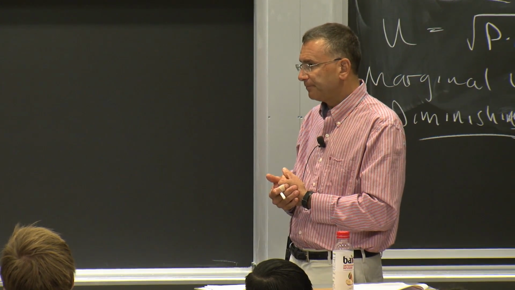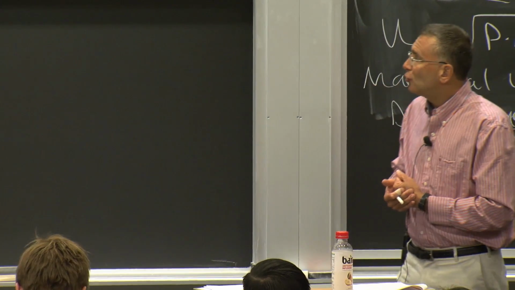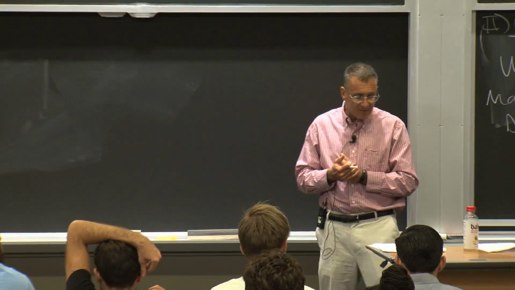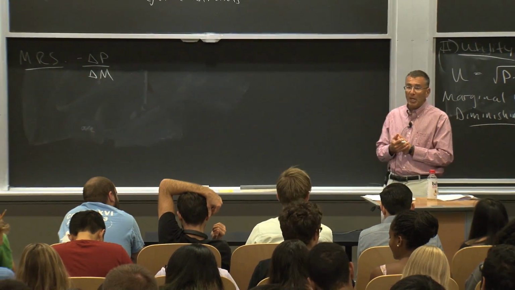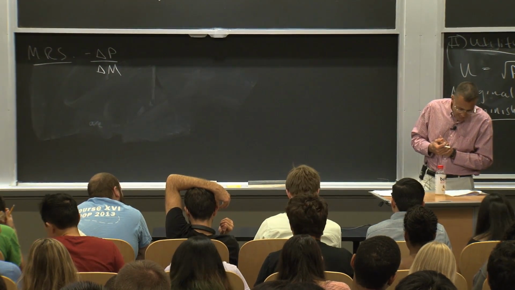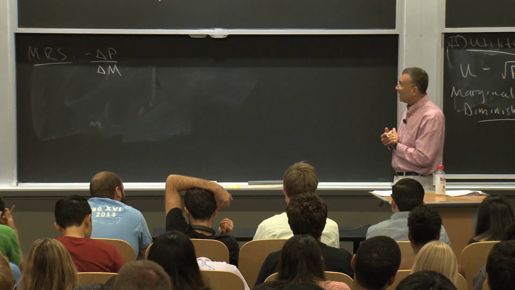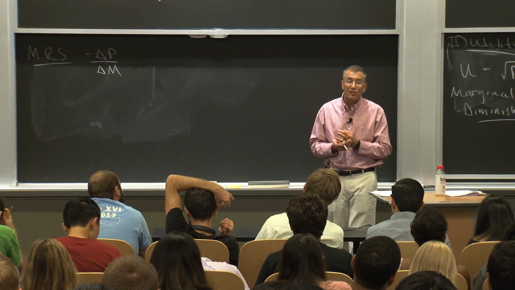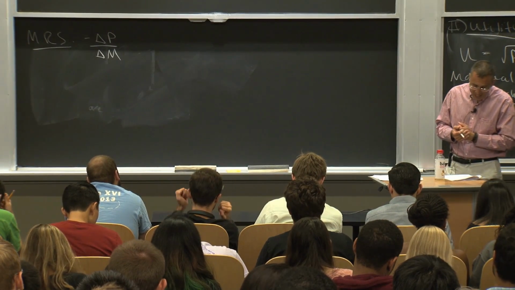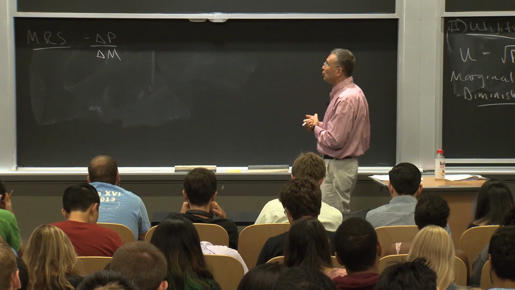That's another way to think of it. Okay? So basically what you have is the marginal rate of substitution, which is negative delta P over delta M. You're giving up 2 pizzas to get 1 movie. And generally what you find is that this is diminishing. The marginal rate of substitution is diminishing, and that's because of diminishing marginal utility.